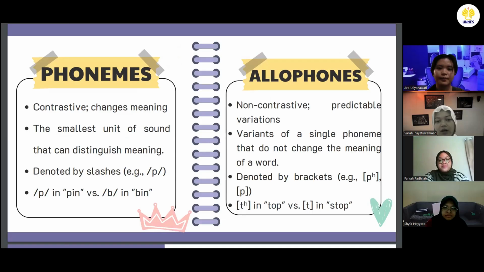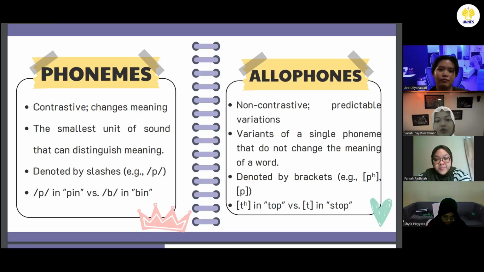So now that we've covered the definitions of phonemes and allophones, let's talk about their key differences. First, phonemes are contrastive while allophones are non-contrastive. It means that phonemes can change the meaning of a word, while allophones are just variations of a single phoneme and do not change the meaning of a word.